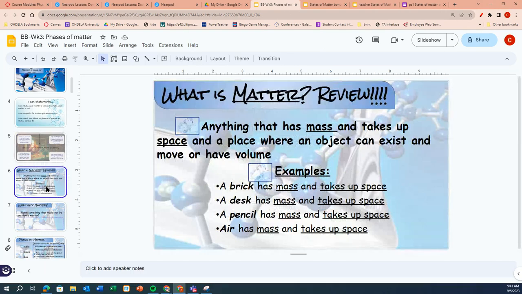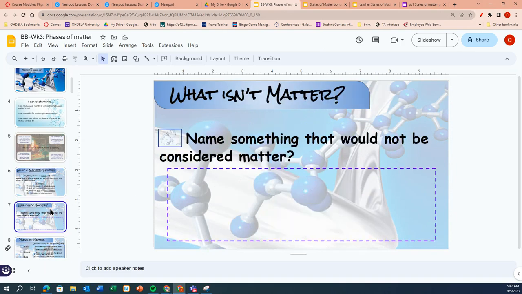All right, as a review, matter is anything that takes up mass and takes up space, a place where the object can exist and move or have volume. For example, a brick has mass and takes up space, a desk has mass and takes up space, a pencil has mass and takes up space, and air has mass and takes up space. So in the chat, tell me one thing that you think is not mass or volume.